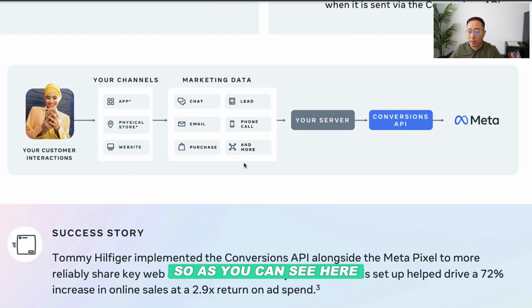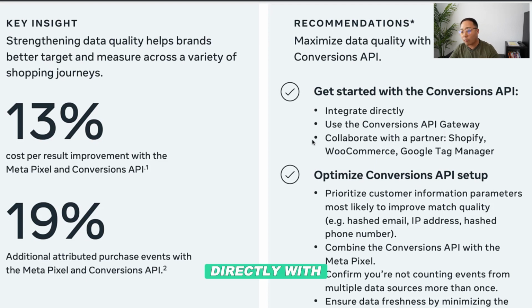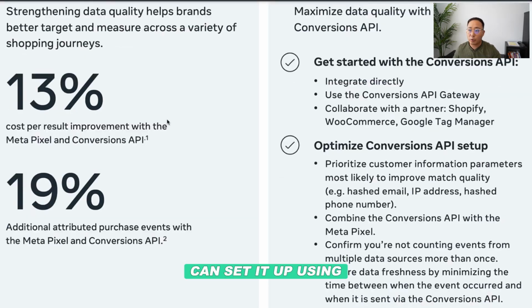So as you can see here, this is you, this is Meta ads, this is your server, this is Conversion API, and it sends that data back into Meta. So it's technically a bridge between your server and Meta ads. Setting up the Conversion API is not that hard. It integrates pretty well directly with common platforms such as Shopify, WooCommerce, Google Tag Manager. Worst case, you can set it up using Zapier.